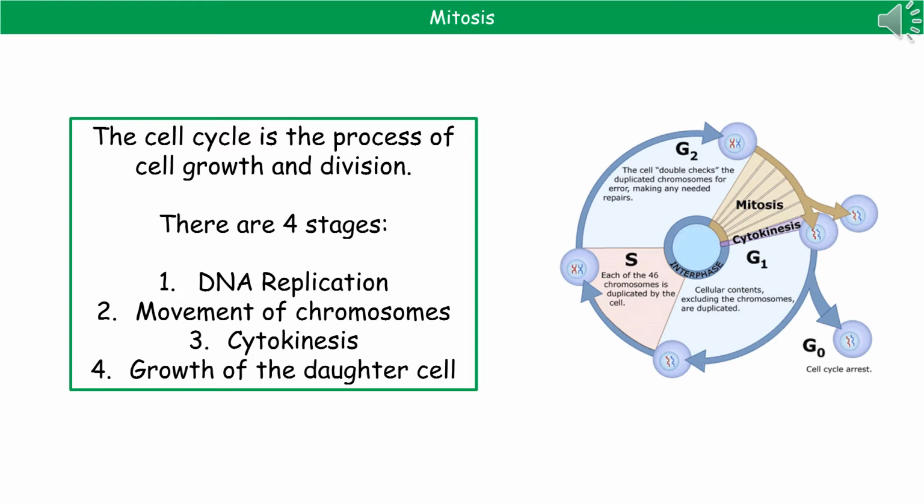One of the things we need to be able to recall is the cell cycle, which is the process of cell growth and division. So I've given you a little diagram on the right there as a reminder. There are 4 stages to it: the DNA replication, which is your S phase on that diagram, the movement of the chromosomes, cytokinesis, and the growth of the daughter cell.